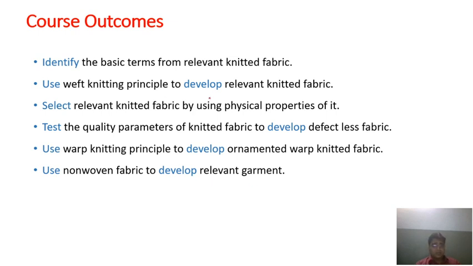Now if you look at the entire list on this slide, some words are highlighted with a blue color. Why are these highlighted with a blue color? These indicate that these are the action verbs, which we have to perform. We have to come out with some outcomes after learning this particular course. For example, identify. It is not merely writing the identifier. After learning this course, students will be in a position to identify the basic terms from the knitted fabric.